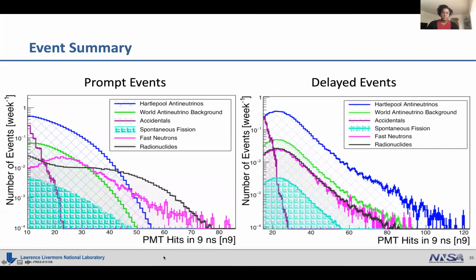And so if we actually look at the energy distribution or the PMT hit distribution for all of our signal and backgrounds, you can see our signal in blue for the prompt events, and then also again in blue for the delayed events, as well as the contributions from the world antineutrino backgrounds, the accidentals, the spontaneous fission, radionuclides, and then the fast neutrons for both our prompt and delayed events.